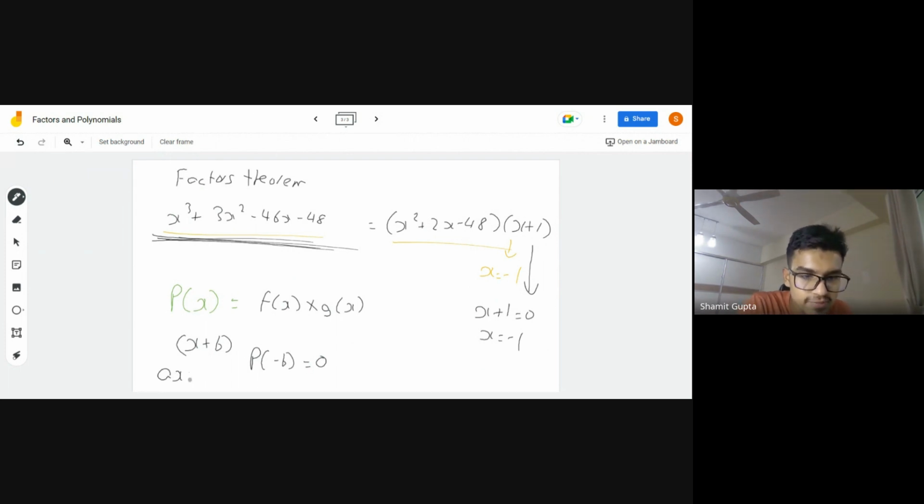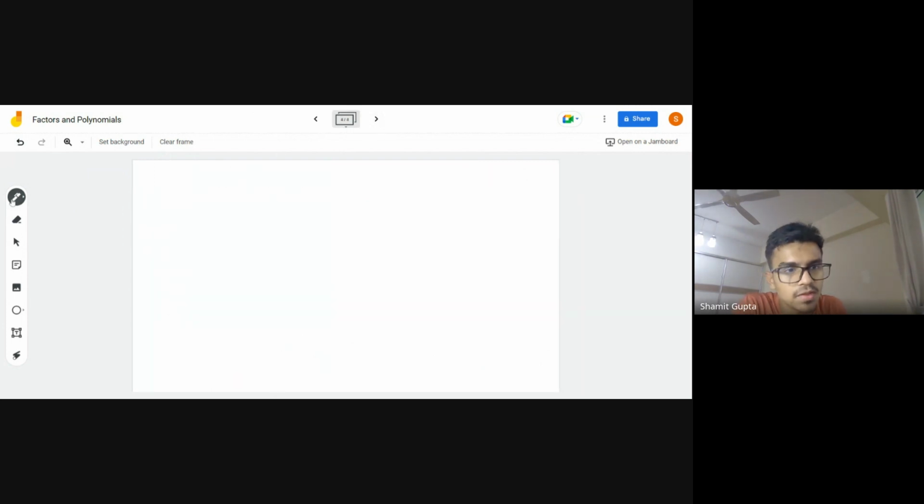What if it's ax plus b? What if 2x plus 1 was a factor? Then for this to be equal to 0, x should be -1/2. So if x is -1/2, this thing becomes 0, then the whole thing becomes 0. So for ax plus b, it becomes -b/a. What's the point you're trying to make?